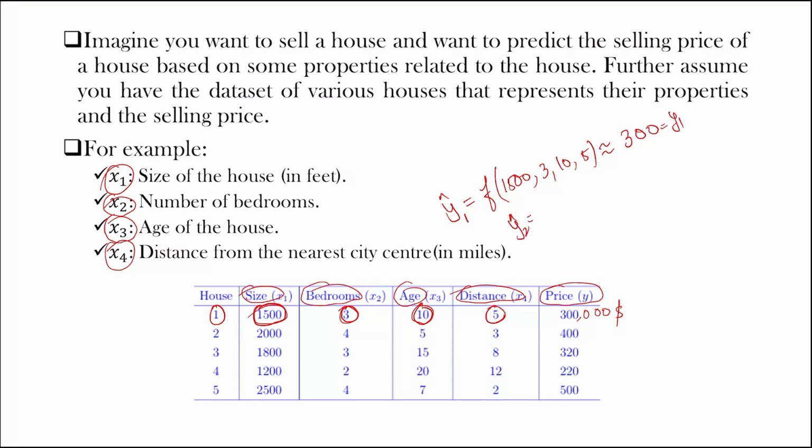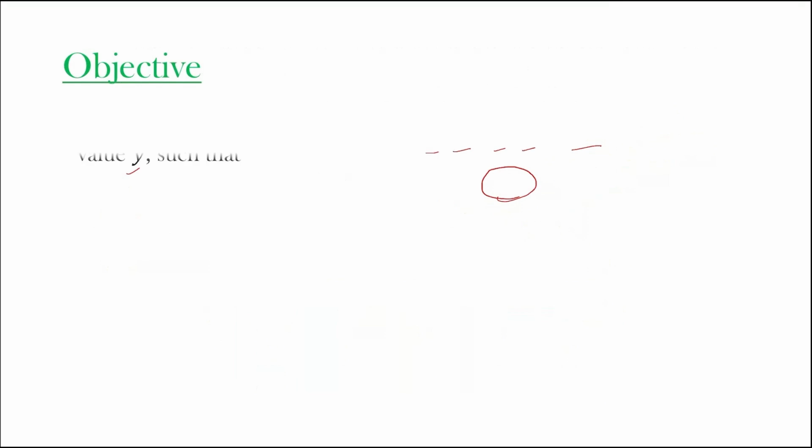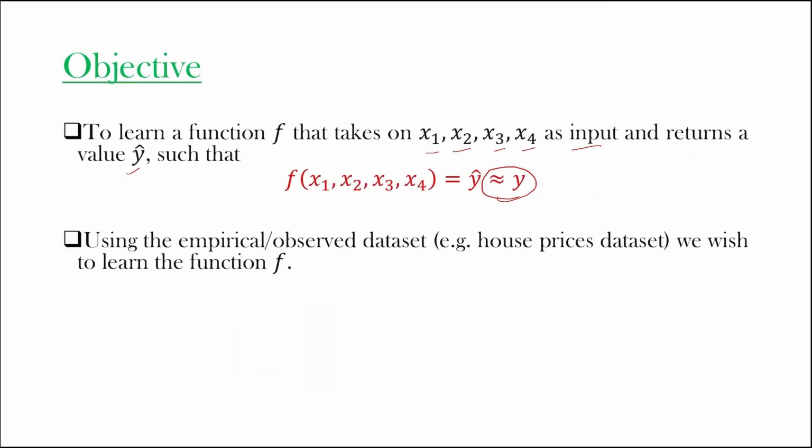Similarly for house 2, y2 hat, computed from 2000, 4, 5, 3, must be approximately equal to 400, which is y2. Similarly, I should get y3 hat, y4 hat, and y5 hat, which are functions of their respective properties. So this is my key objective.